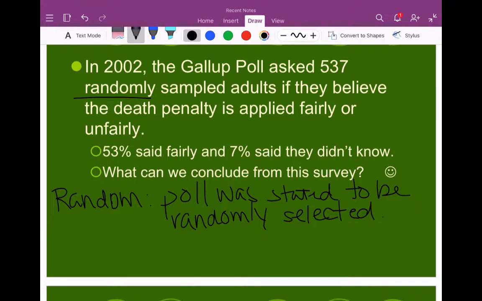Then we have our 10% condition. So for our 10% condition, we don't know what the entire population size is. We're going to assume that it's all of the US, but we do know that our sample size was 537.